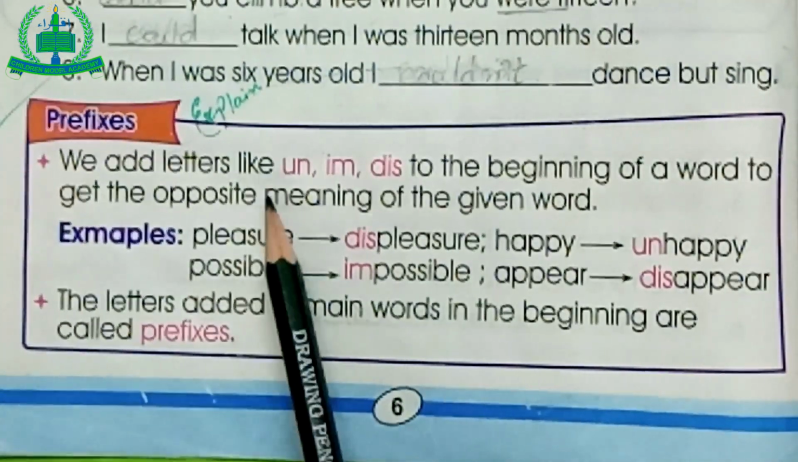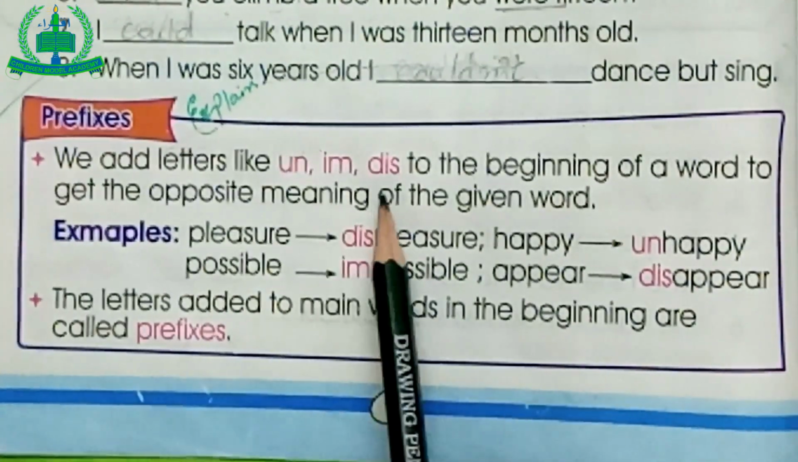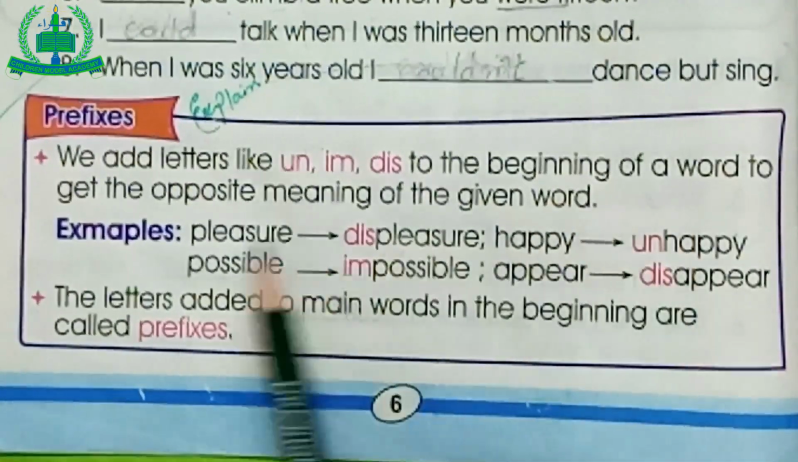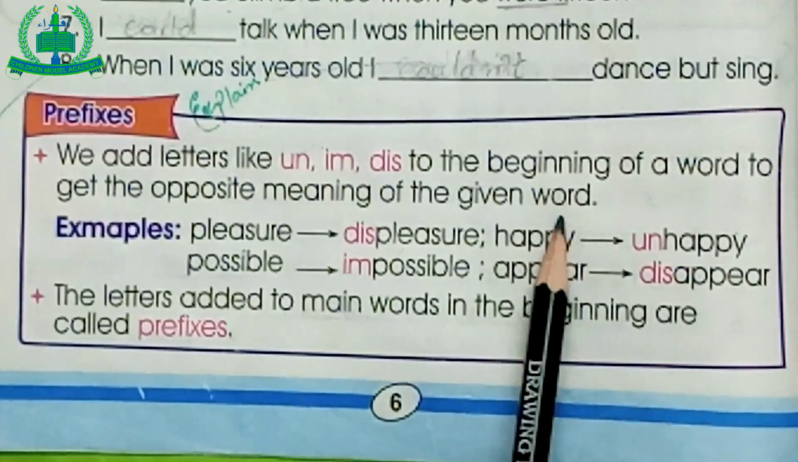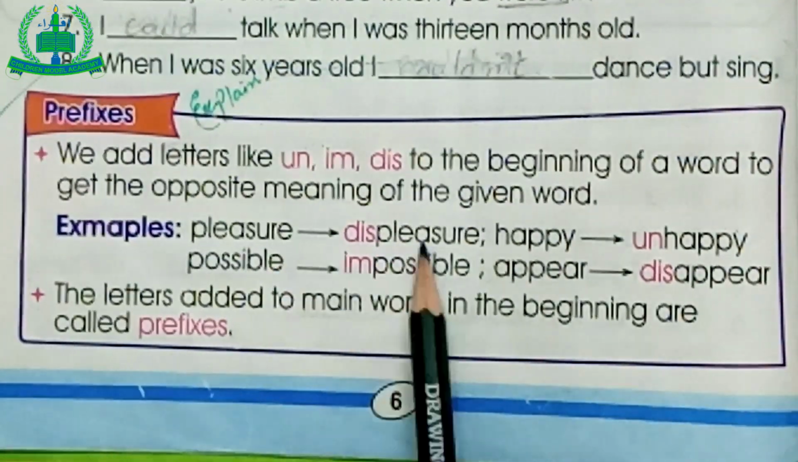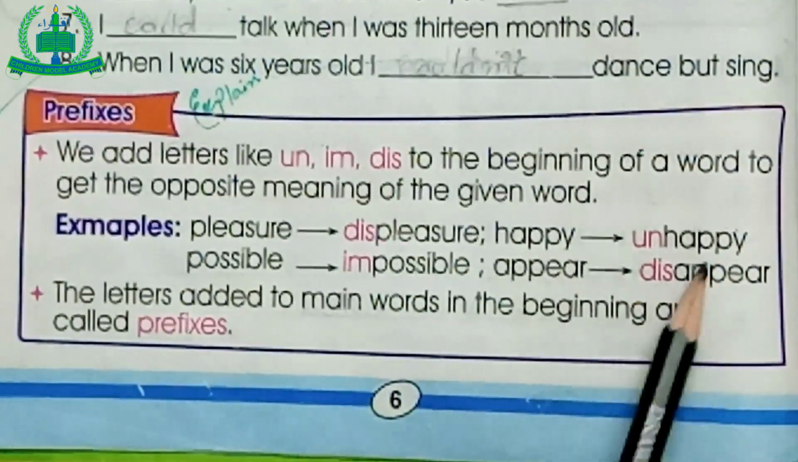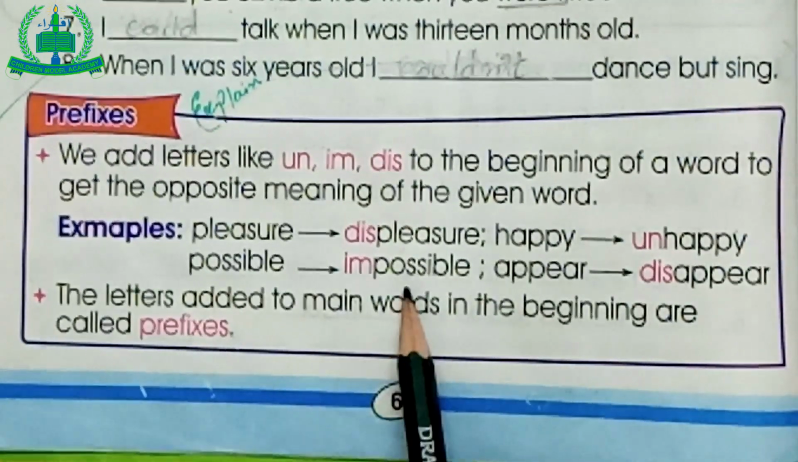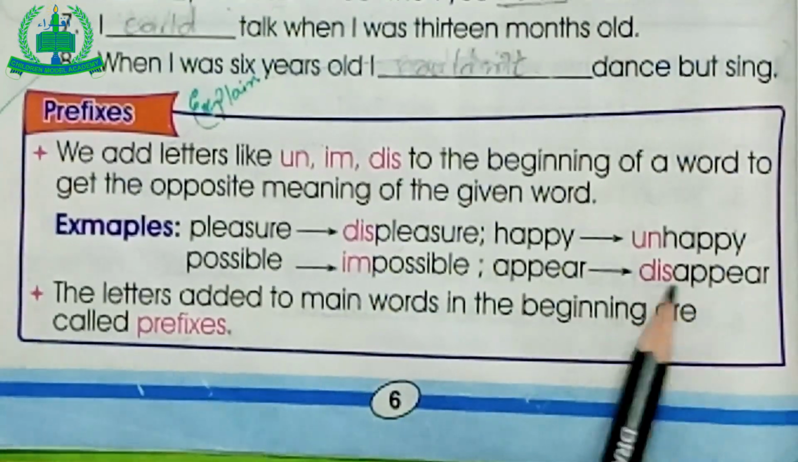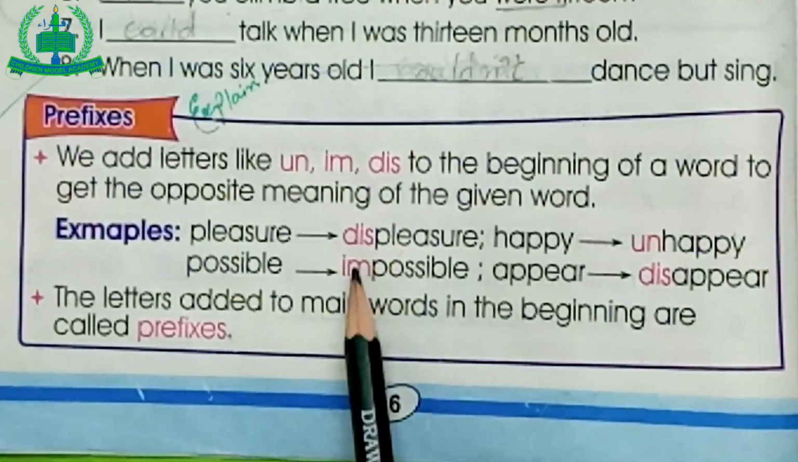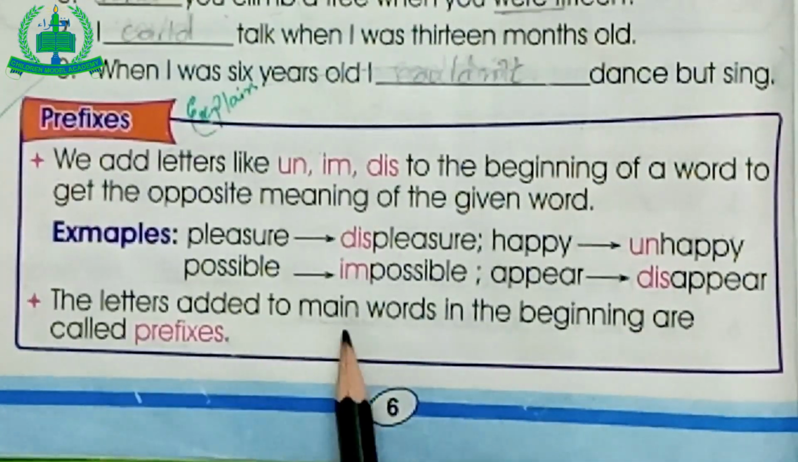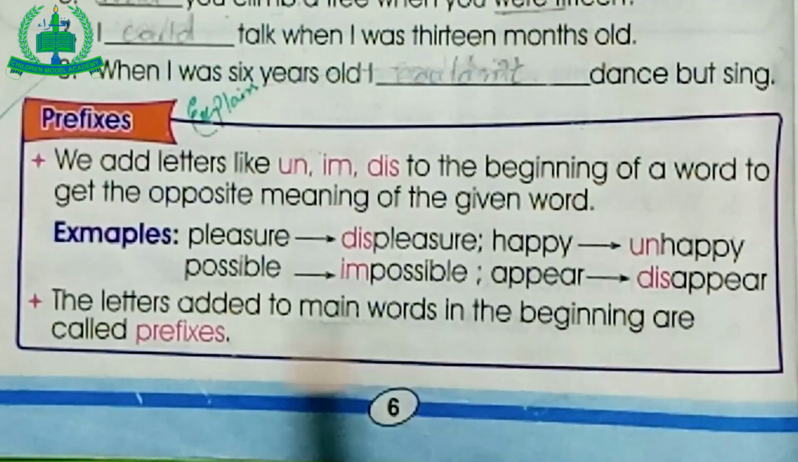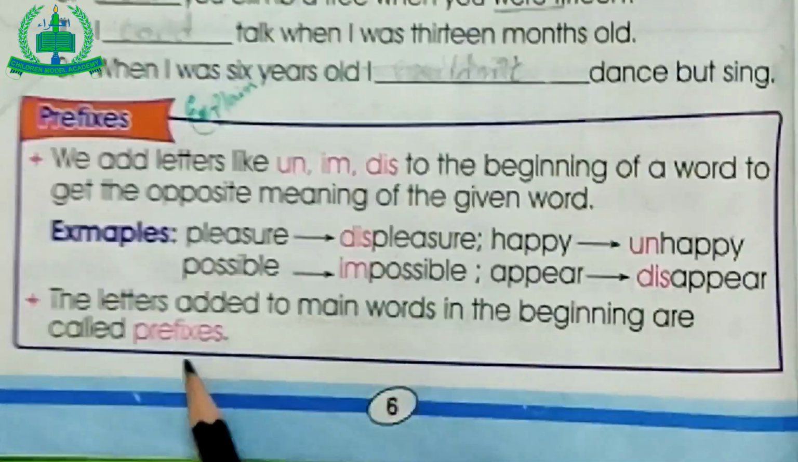We add letters like un, im, dis to the beginning of a word to get the opposite meaning of the given words, like pleasure, displeasure, happy, unhappy, possible, impossible, appear, disappear. These are called prefixes. The letters added to the main word in the beginning are called prefixes.